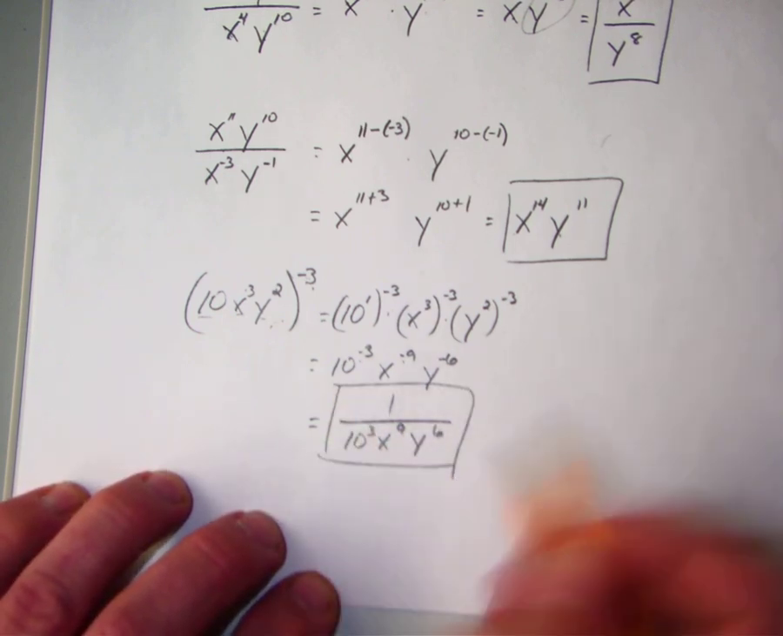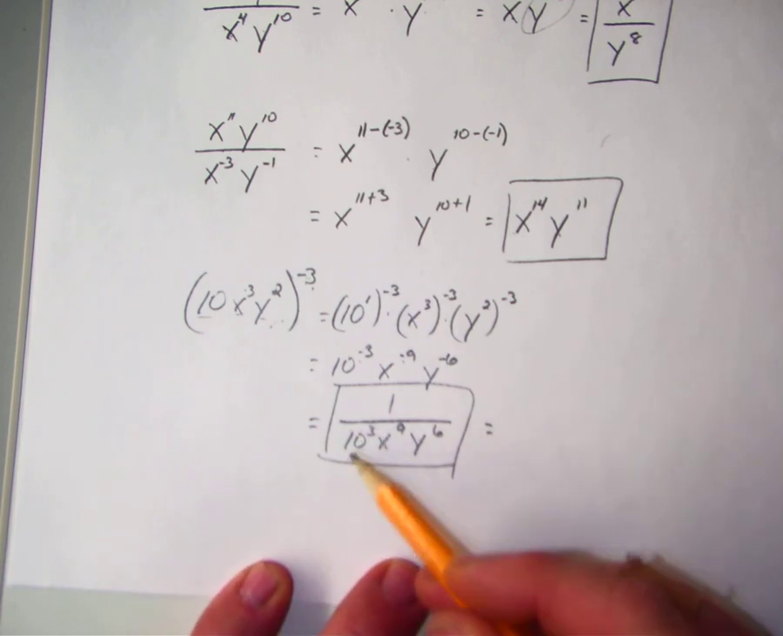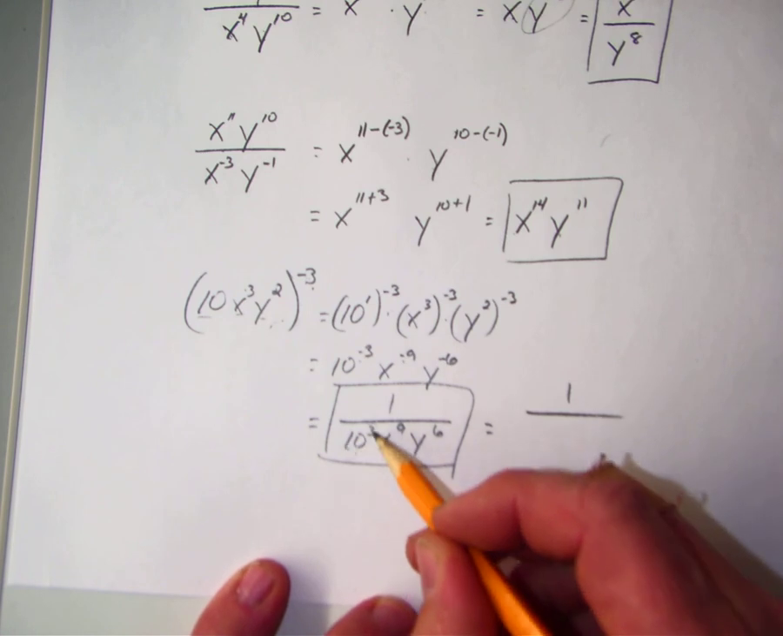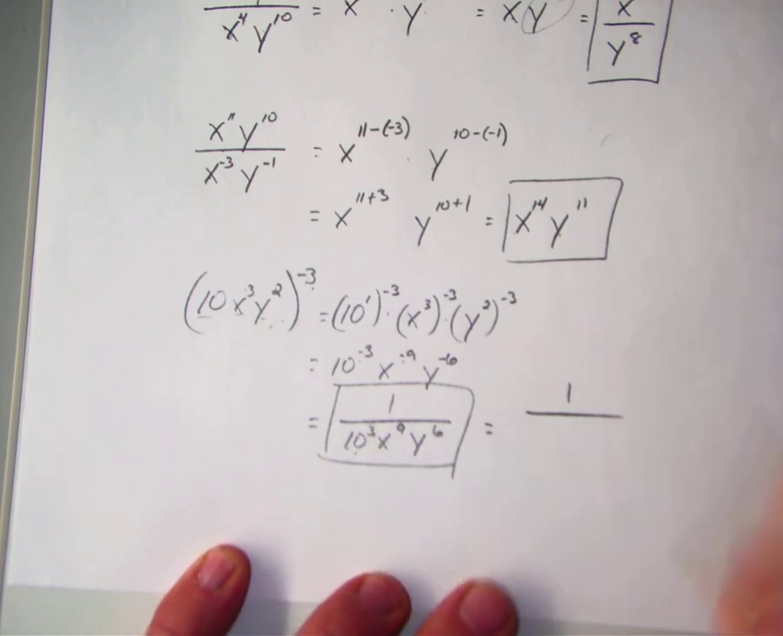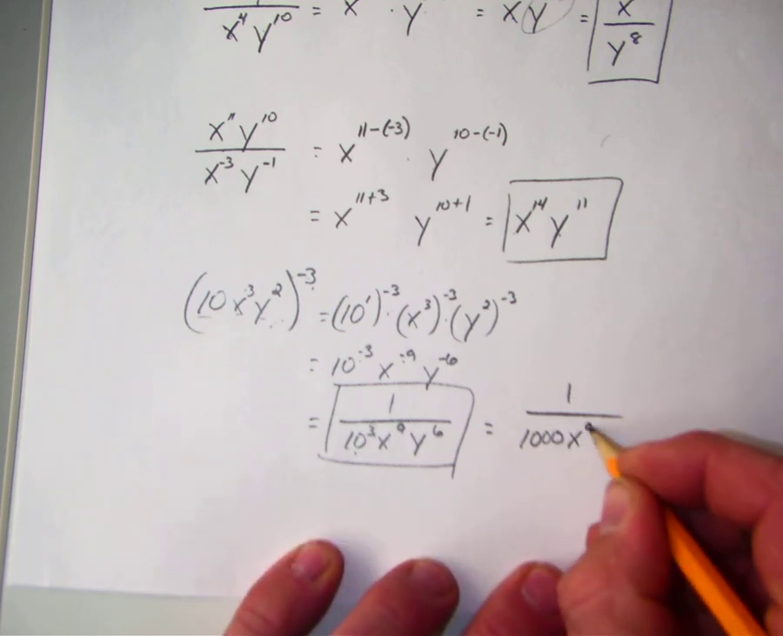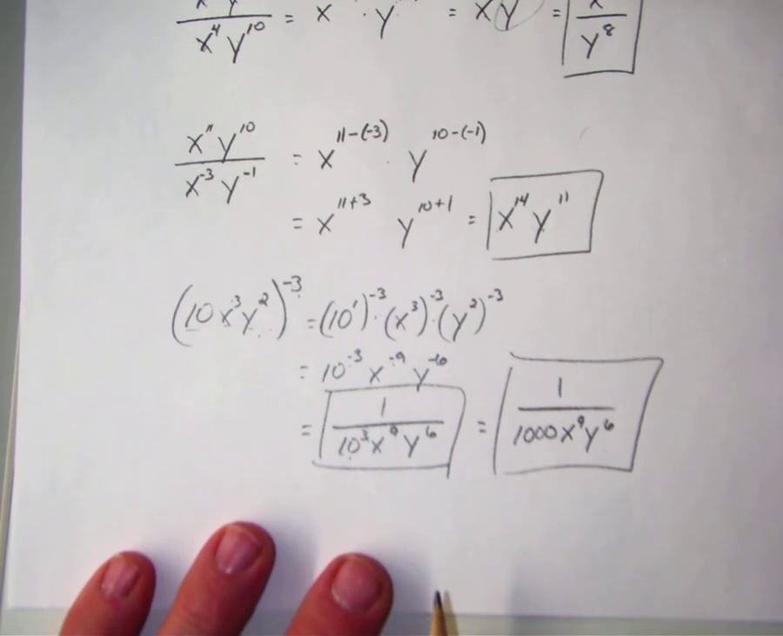You can leave your answer like this, but in this case, since you have a base of 10, you should be able to tell me what 10 to the third is. If it's base 10 and they have an exponent, that exponent tells me how many zeros I have. So I have 3 zeros, so it's 1,000, x to the 9, y to the 6. And again, I will take either answer.